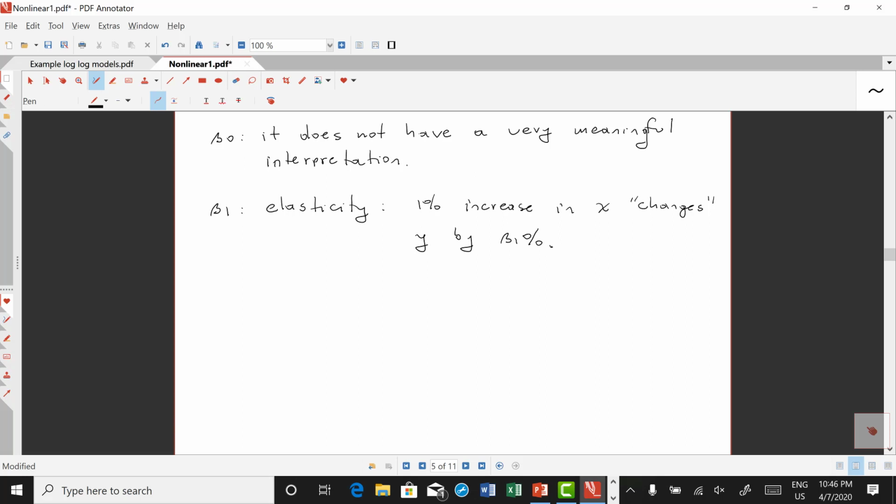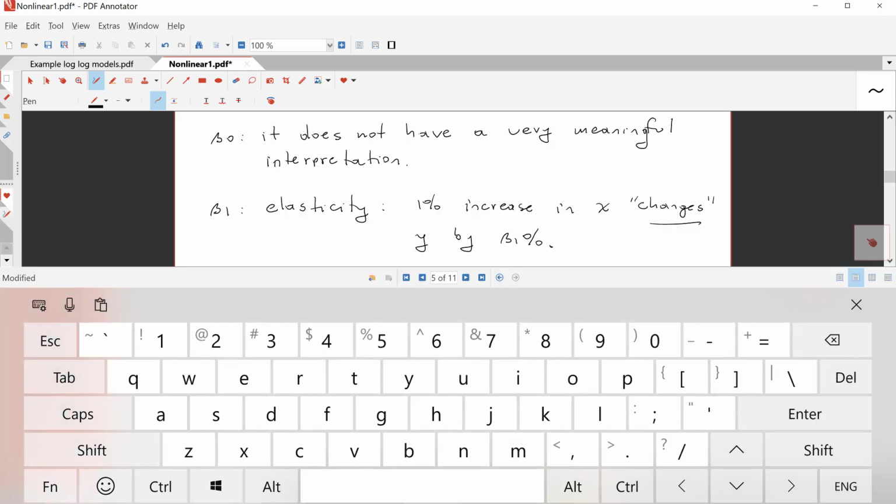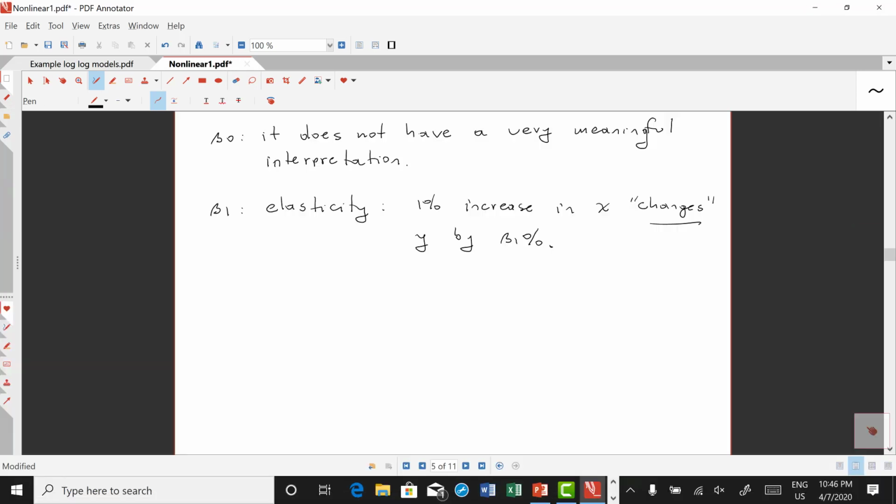The beta 1 coefficient is elasticity, and here I'm saying changes, because if it's positive, you would say that a 1% increase in x increases y by beta 1%. If the sign of beta 1 is negative, you have to say that a 1% increase in x decreases y by beta 1%. Okay? So be careful about that. I write changes here because it could refer to an increase or decrease depending on the specific sign of beta 1.